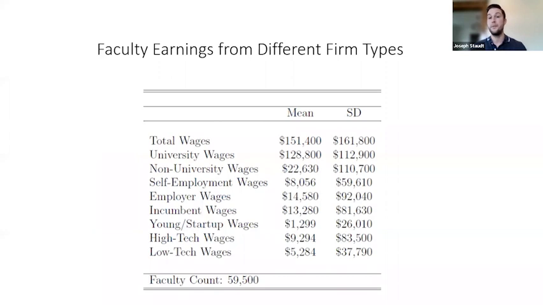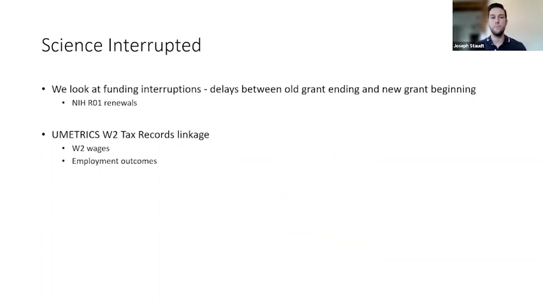Not only can we look at participation, we can actually look at their earnings. So this is faculty earnings from different firm types. The top row here is total wages. The typical faculty member in Umetrix earns about $150,000 a year. About $128,000 of that comes from their university, and about $22,000 or 15% comes from non-university sources. I've broken it down further here. I won't go into that, but what this is illustrating is that a sizable fraction, a minority, but about 15% of the typical faculty member's earnings comes from sources outside their university. So that's one project that I'm working on.